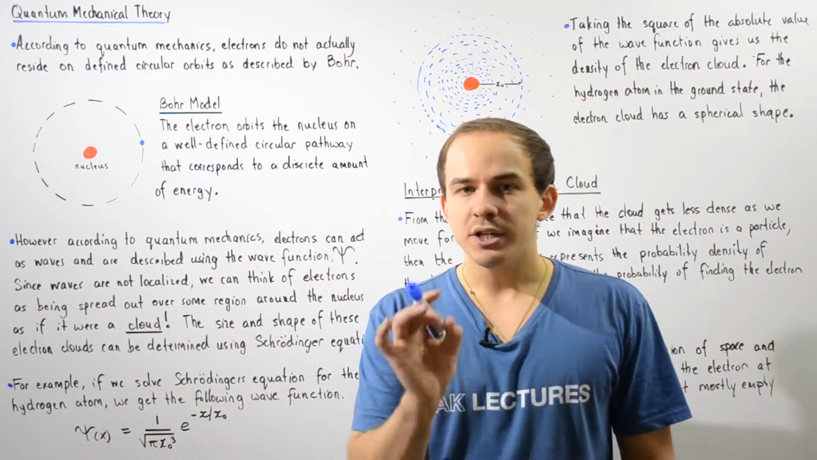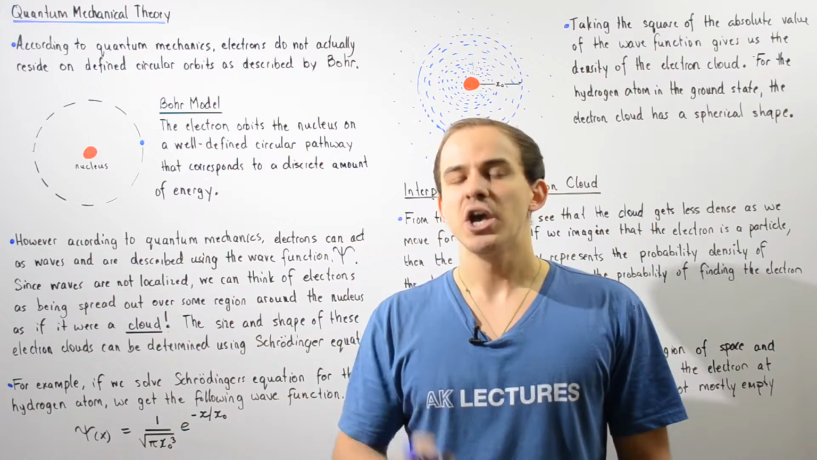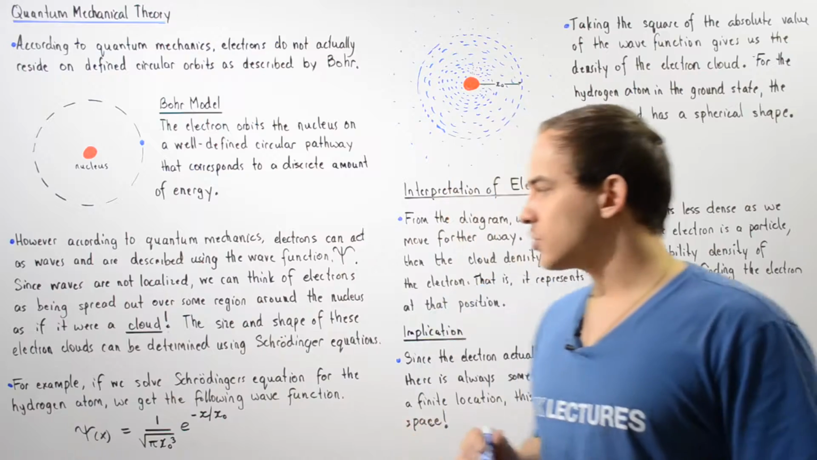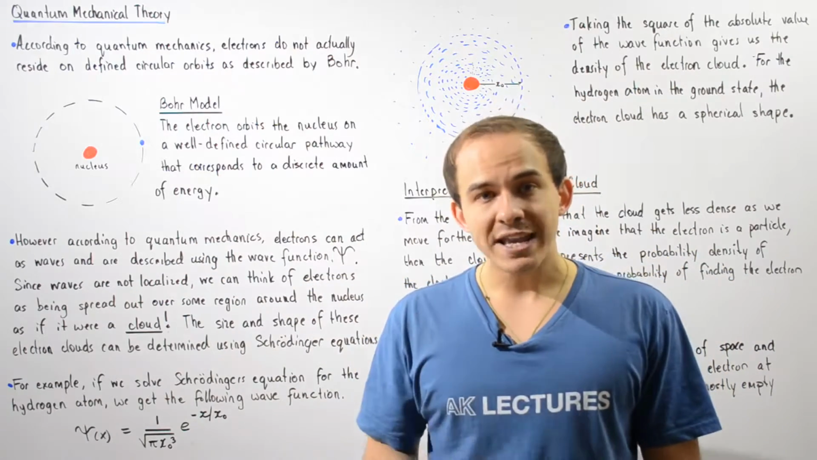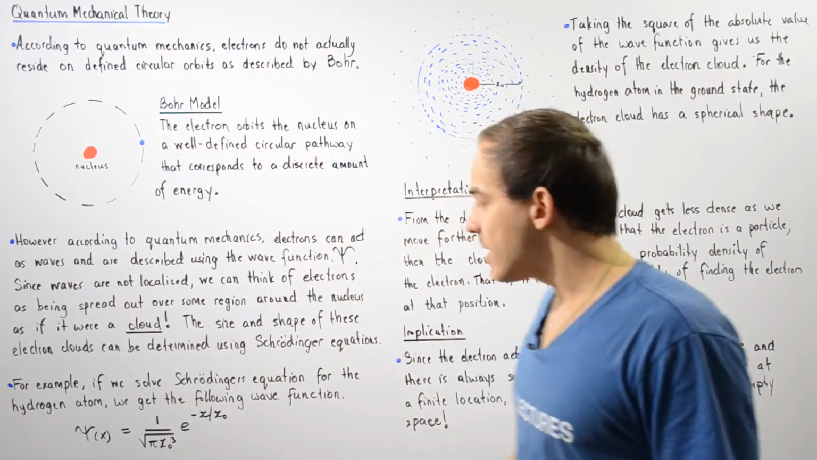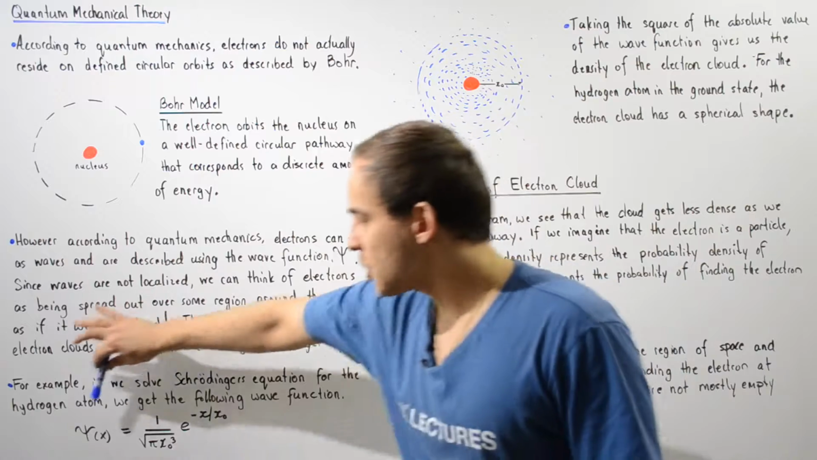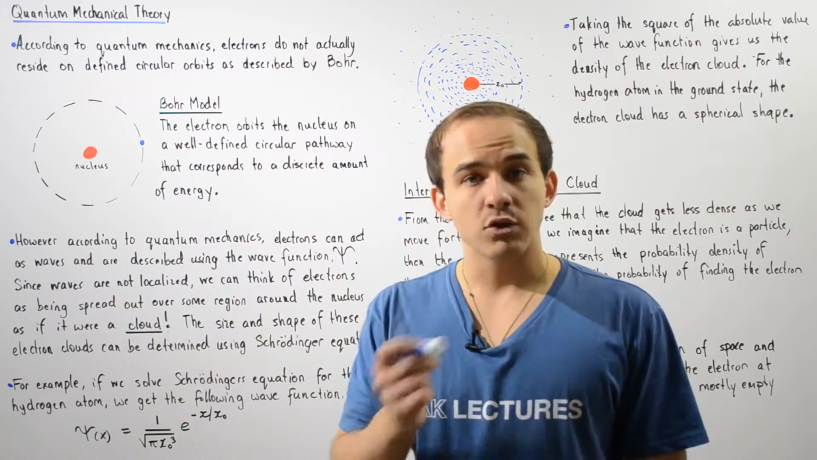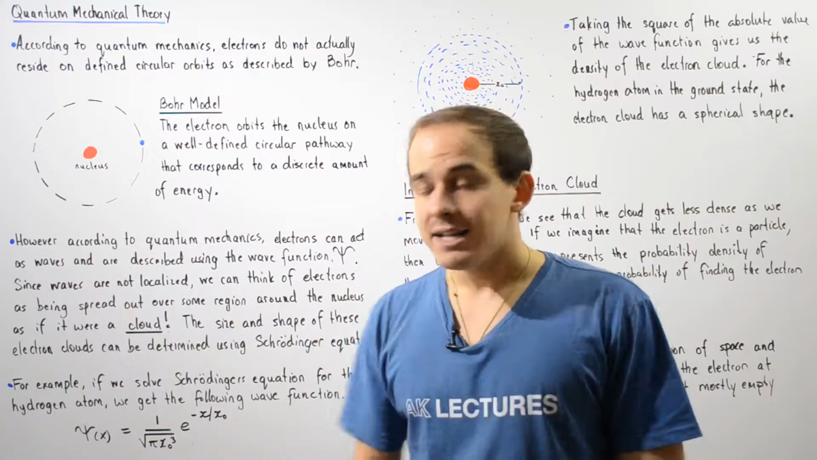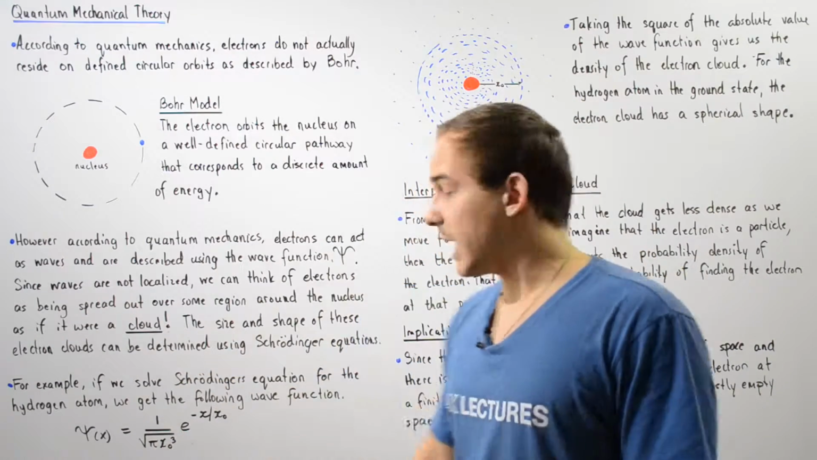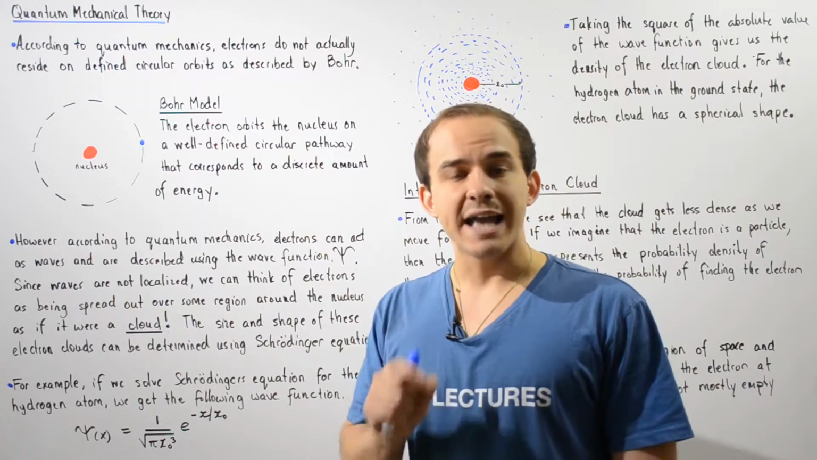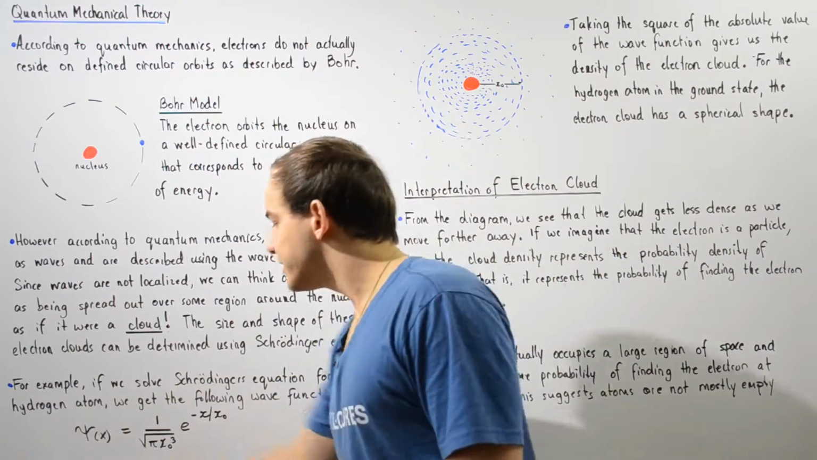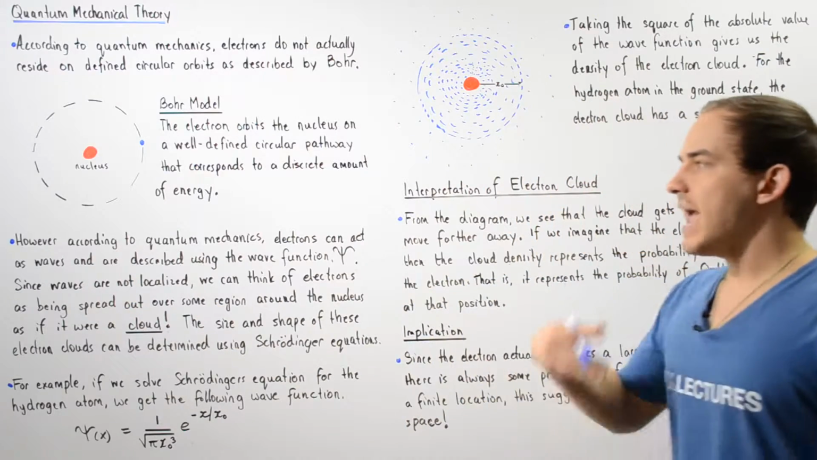Now, the size and the three-dimensional shape of these electron clouds can be readily obtained by using Schrödinger's equation. For example, as we'll see in a future lecture, if we solve Schrödinger's equation for the ground state of the hydrogen atom, we get the following equation. The wave function that depends on the position x is equal to 1 divided by the square root of pi multiplied by x naught to the power of 3, and this ratio is multiplied by e to the power of negative x divided by x naught, where x naught is simply the Bohr radius of our atom. We're going to examine this equation in much more detail in a future lecture.